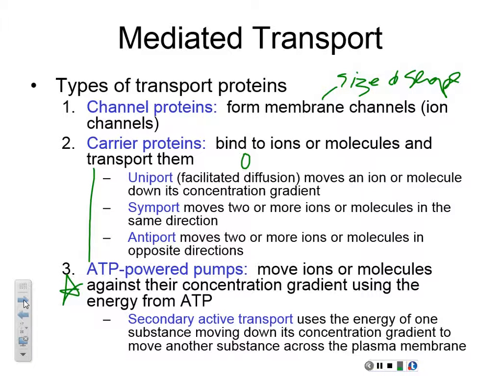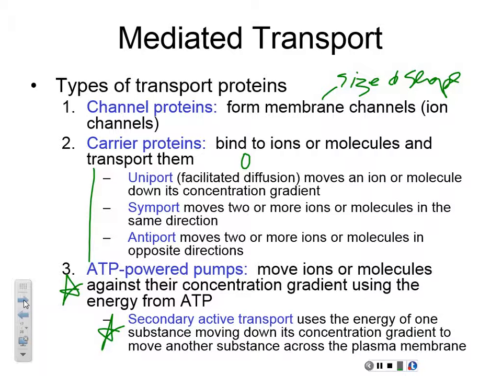Because it's not really expending energy for that particular movement of that ion or molecule, but energy has already been expended when you were building the concentration gradient. So it's secondary active transport. Okay? So, gotta be able to describe this. And glucose is a good example.